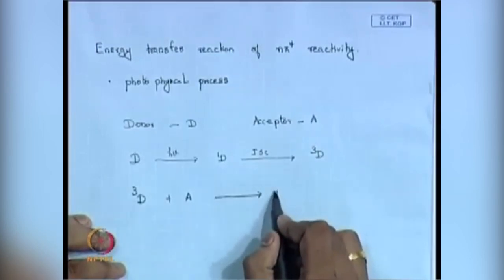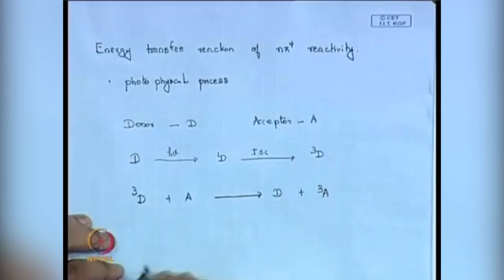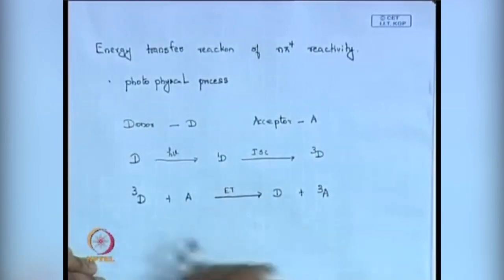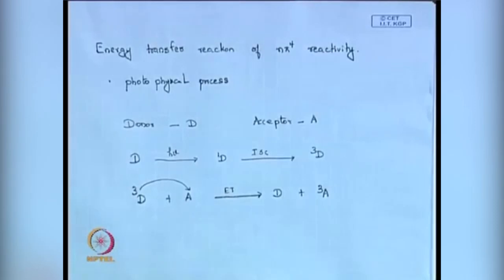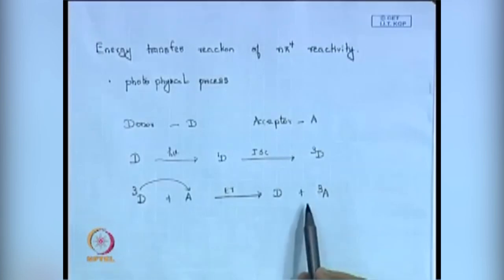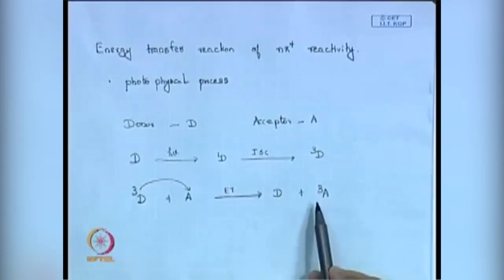And you get a sort of energy transfer, where your donor gives this excited triplet energy to your acceptor. Now, this collision is between the triplet excited state of your donor and the ground state of your acceptor. After the reaction, it becomes a ground state donor and an excited state acceptor. See, basically I have not shined any light on my acceptor molecule, I have just shined light on my donor molecule. Donor goes to the triplet state and then transfers its energy to the acceptor molecule, fine. So, this process we call energy transfer reaction.